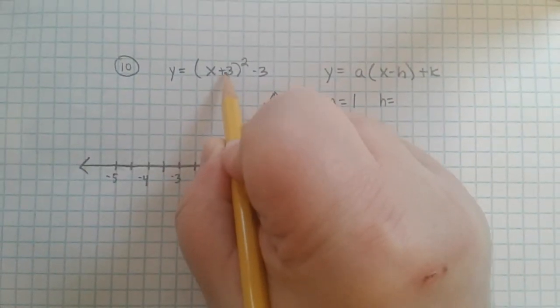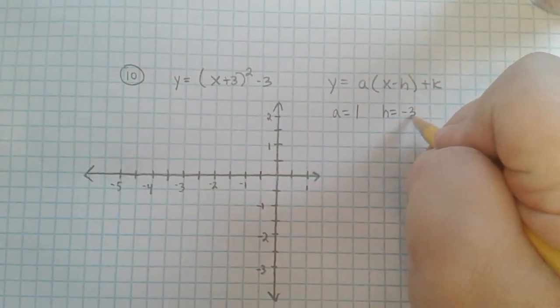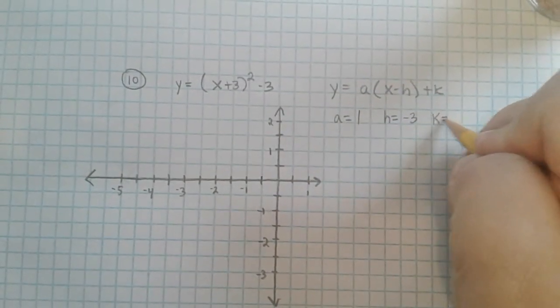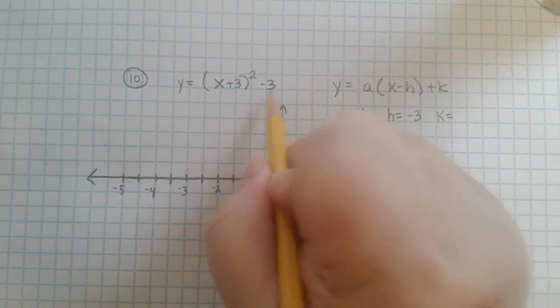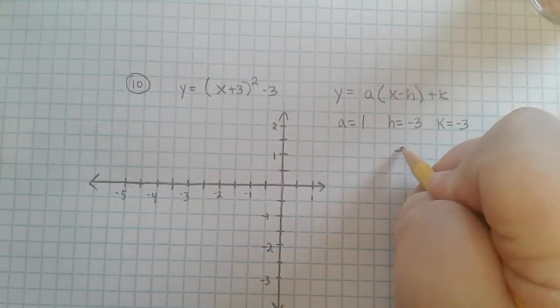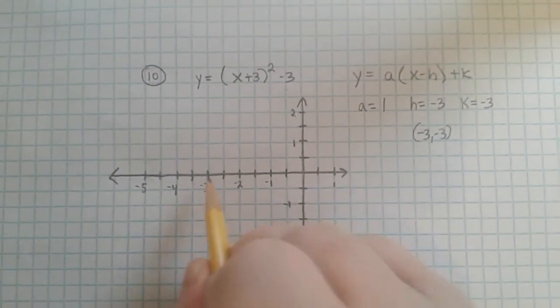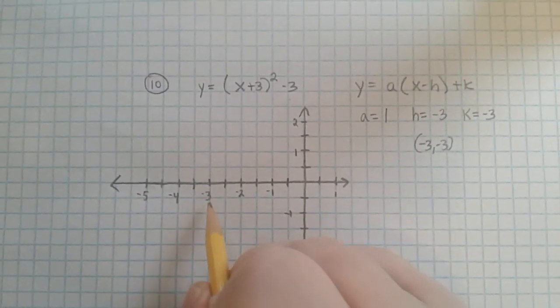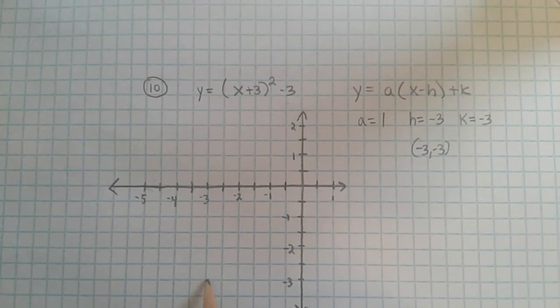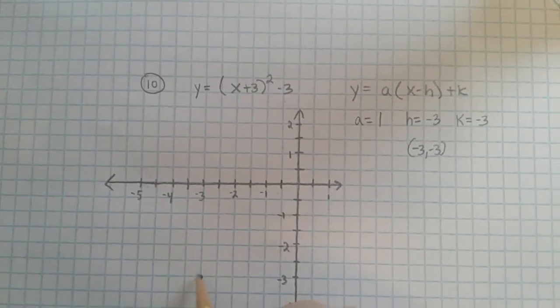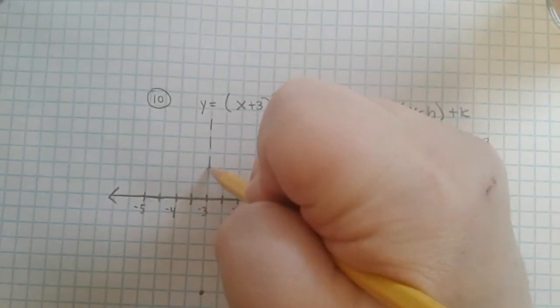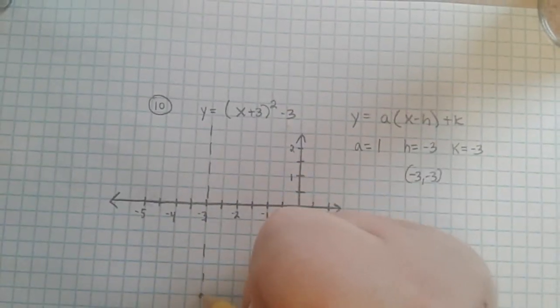So for the h, I look in the parentheses, I see a positive 3, so I'm going to switch that sign and make a negative 3. Keep the sign of the k, the number at the end is negative 3. So we know the vertex is at negative 3, negative 3. Now make sure you're looking at the numbers on the axes. Negative 3, negative 3. Okay, we're going to draw that axis of symmetry coming right down through that point.